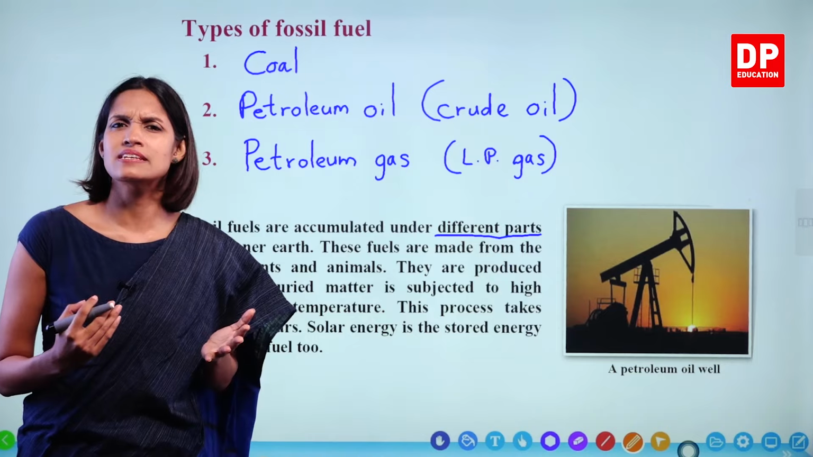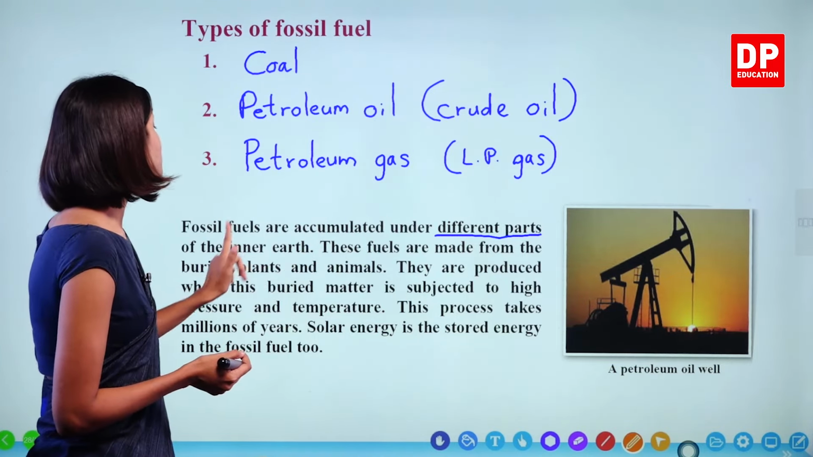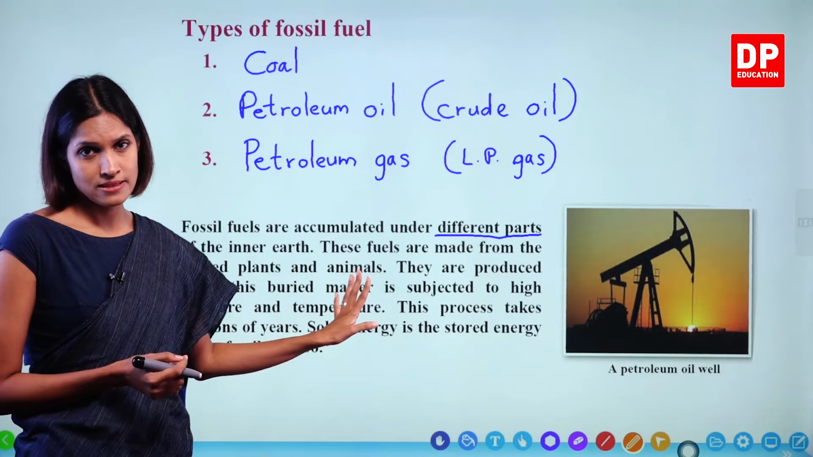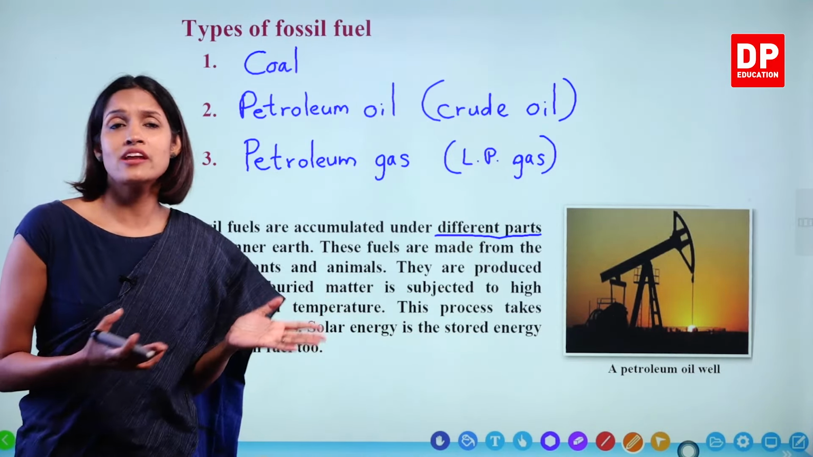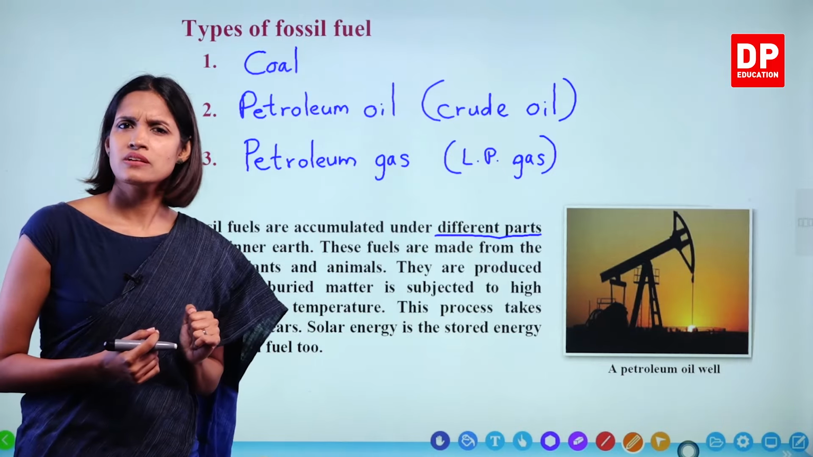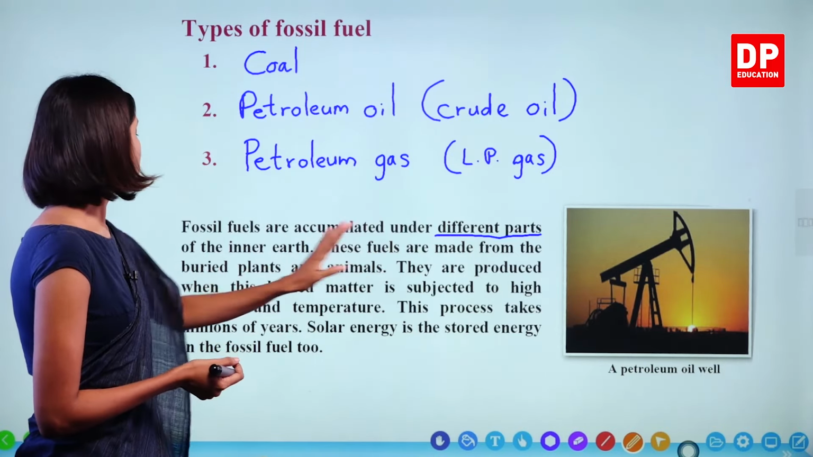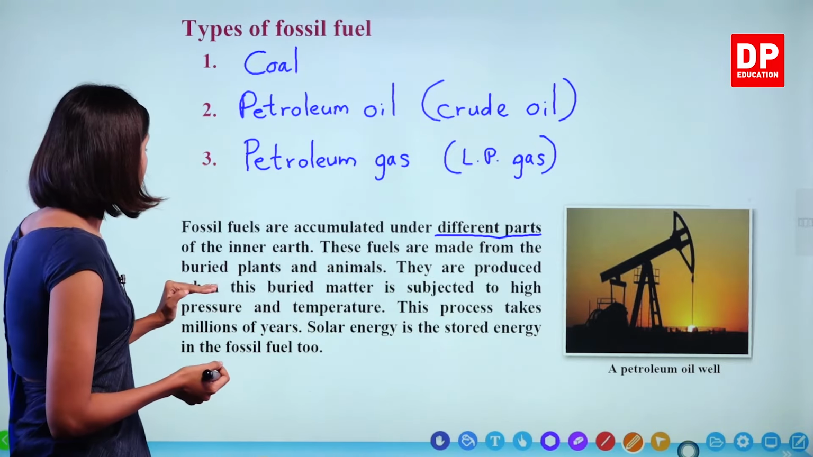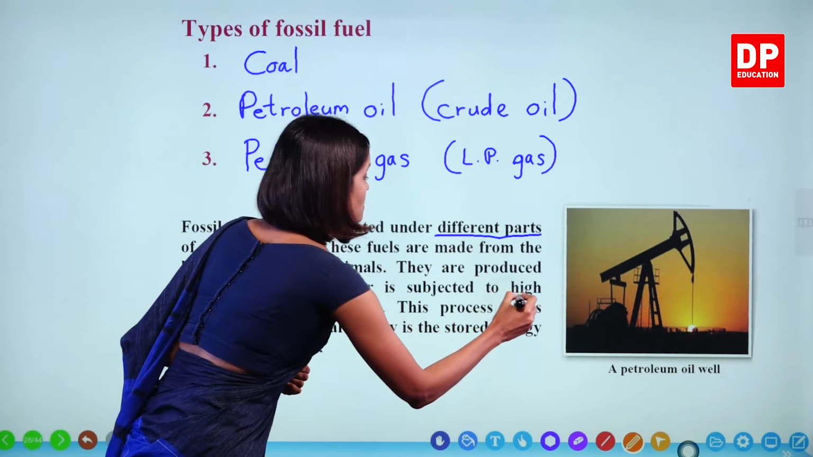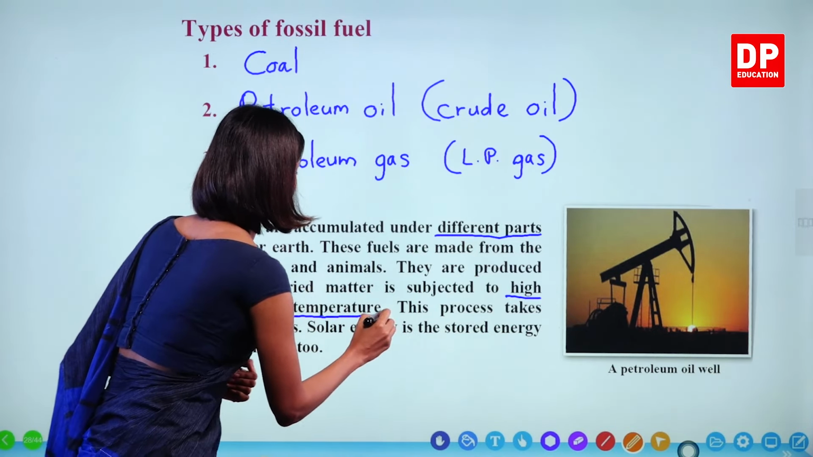So what is the reason, children? We will go through this. These fuels are made from the buried plants and animals. So we also can bury plants and dead animals and we also can make these fossil fuels. Why can't we use this? Let's go through this. They are produced when this buried matter is subjected to high pressure and temperature. High pressure and temperature. Right?